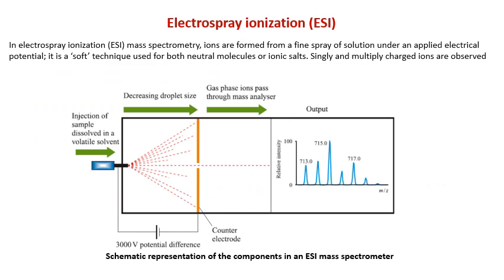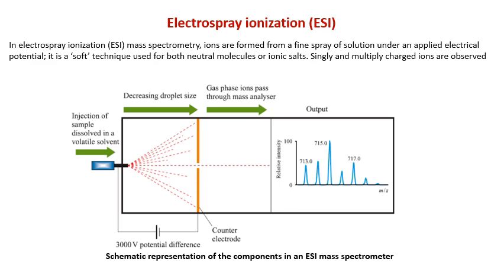In the last part, I will talk about electrospray ionization, that is ESI mass spectrometry. In electrospray ionization, ESI mass spectrometry, ions are produced from a fine spray of solution under an applied electrical potential. It is generally a soft technique used for both neutral and ionic salts. Singly or multiply charged ions are produced.